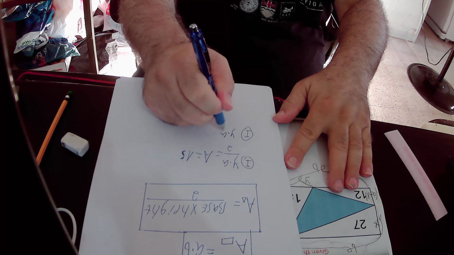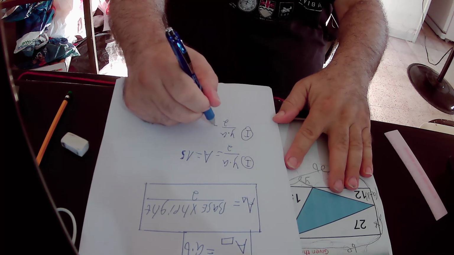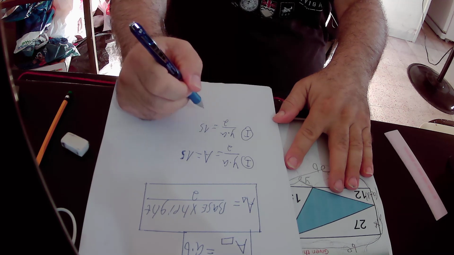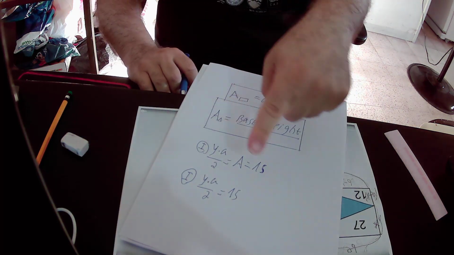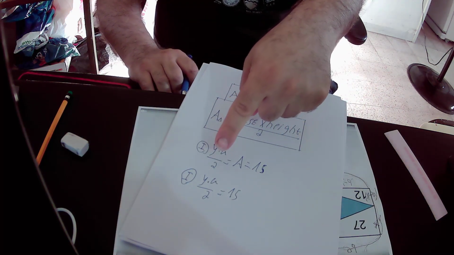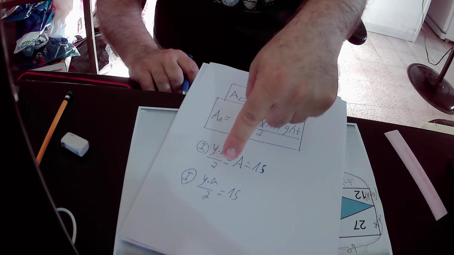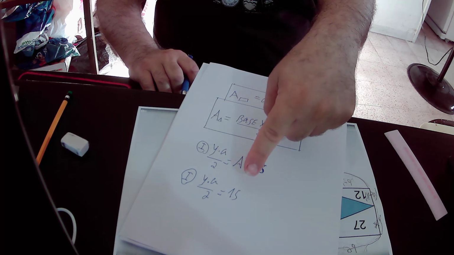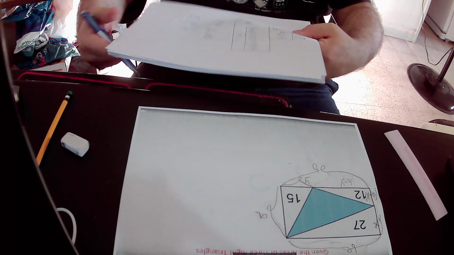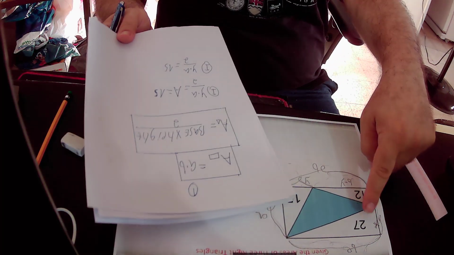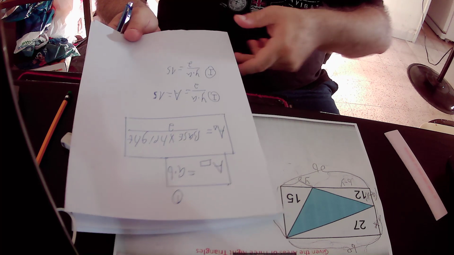Y times a divided by 2 equals 15. Okay, y times a, the base of the triangle, times the height of the triangle divided by 2 equals 15. In the same way, we will find the formula of this right triangle.